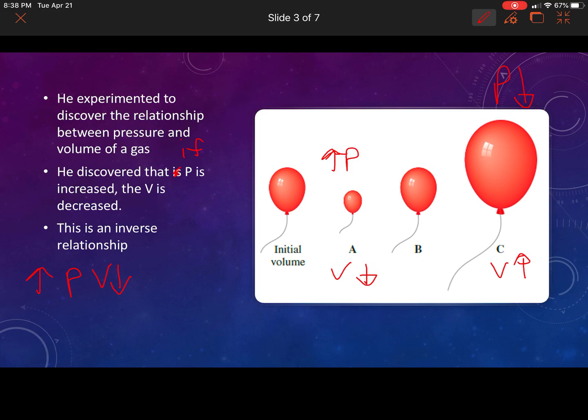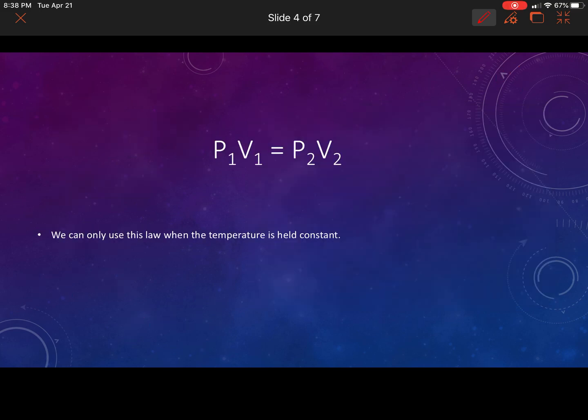Now this is an inverse relationship. We talked about inverse relationships already when we talked about IMFs and vapor pressure. But what this means then, pressure varies with 1 over volume. Okay, so an inverse relationship. As one goes up, the other one goes down. So this is our formula here. Make sure you have this boxed in your notes. You need to get familiar with the gas law formulas.